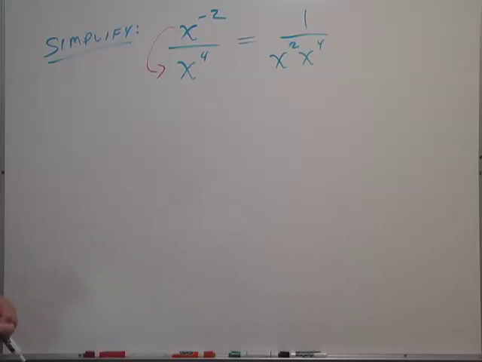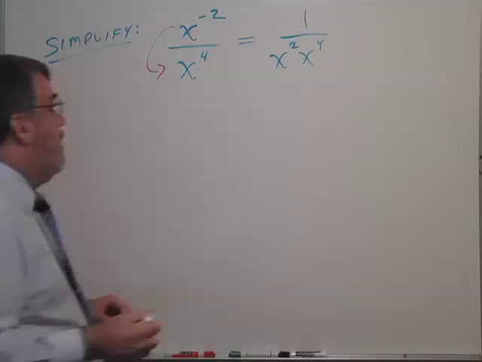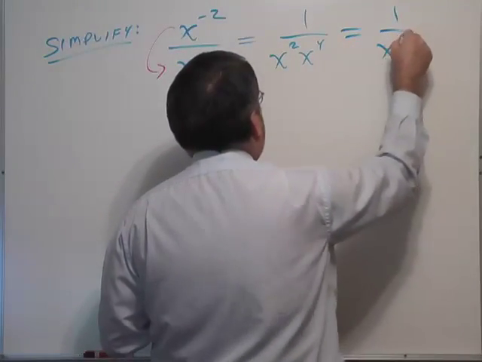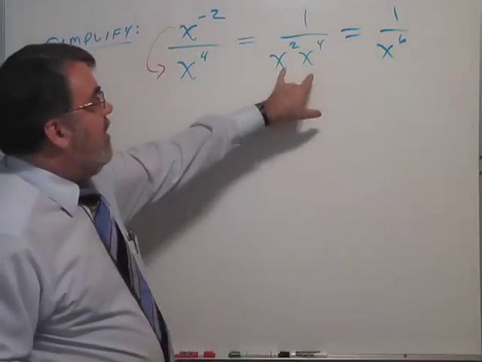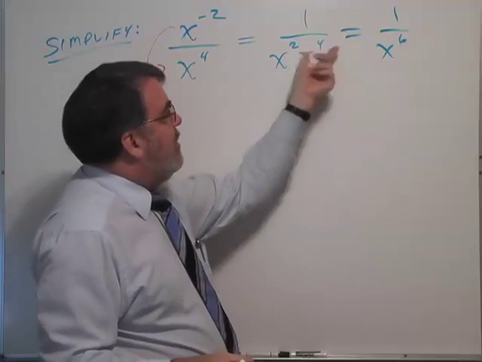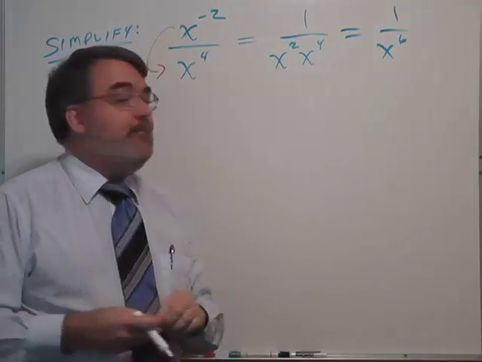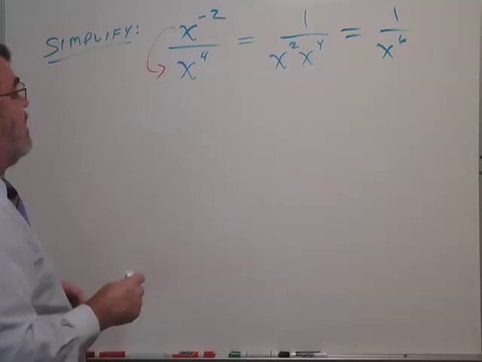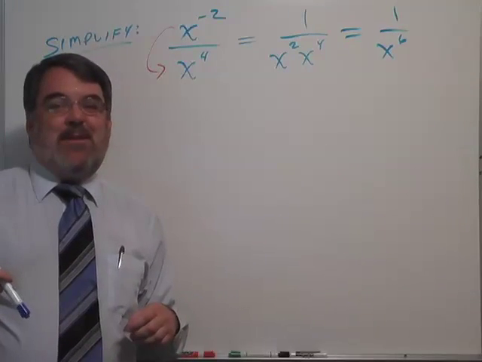It would be easy to justify this by various ways of doing it. Anyway, 1 over x to the 6th would be our answer, because now we're going to multiply these two terms. The product rule applies, which means we add the exponents. All right. Well, let's do another problem, a little more complicated this time.